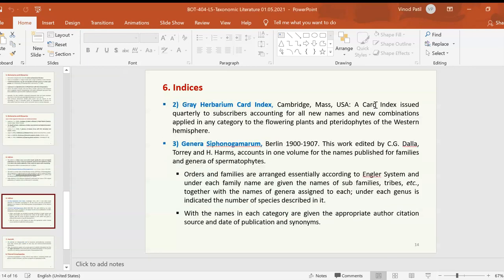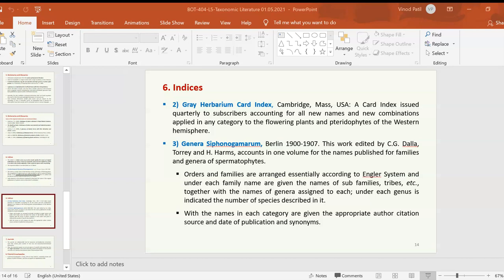So this is the index. Another example is the Grey Herbarium Card Index, published by Cambridge, Americas, a card index issued quarterly to subscribers, their members, according for all new names and new combinations applied in any category to the flowering plants and pteridophytes of the Western Hemisphere. So this is working on this.